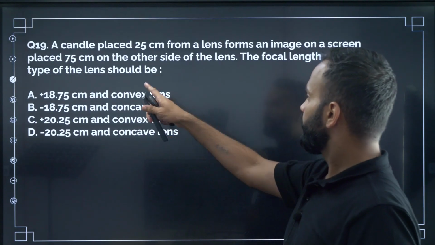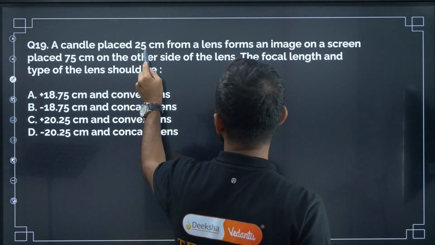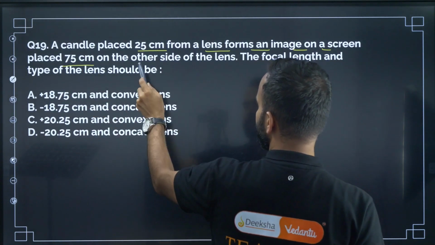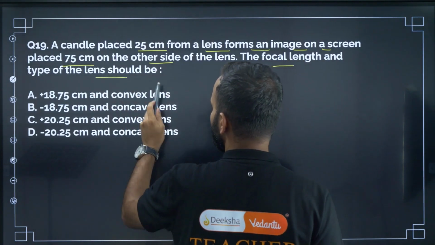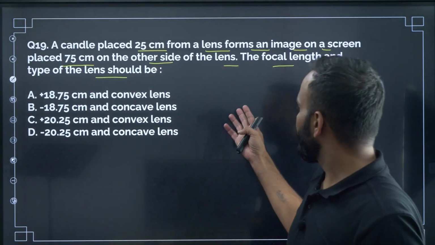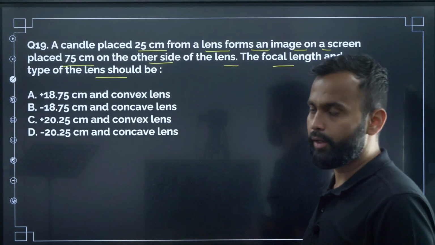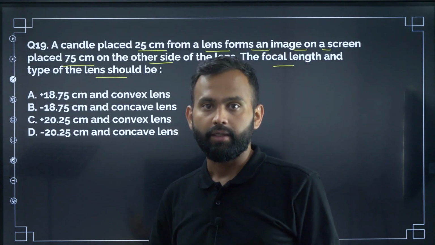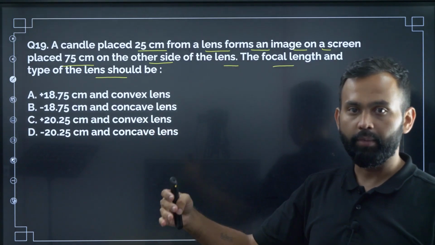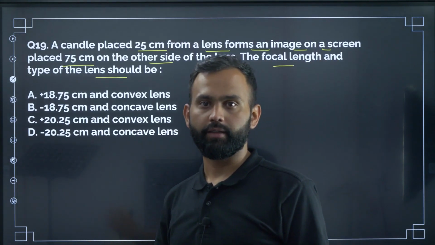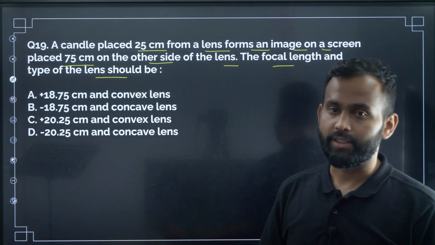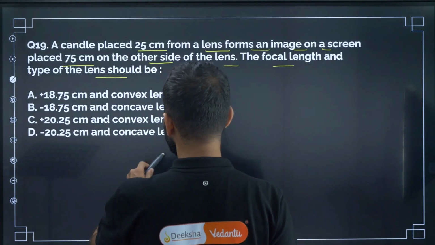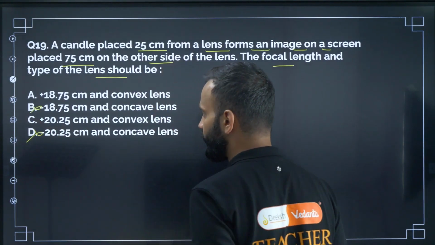Question number 19. A candle is placed 25 centimeter from a lens and forms an image on a screen placed 75 centimeter on the other side of the lens. The focal length and type of the lens should be? We can easily say the type of the lens, right? Because here the image is forming on a screen. When the image forms on a screen, the image should be real and inverted. So which lens forms a real and inverted image? Convex lens, right? So options B and D are eliminated.